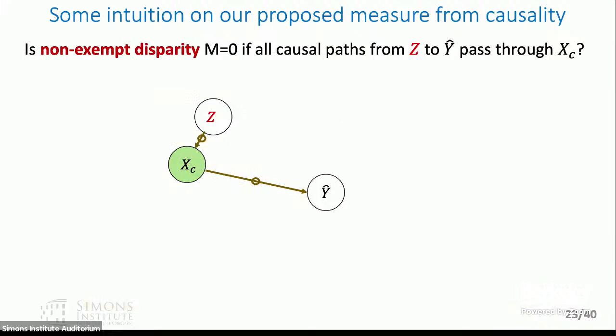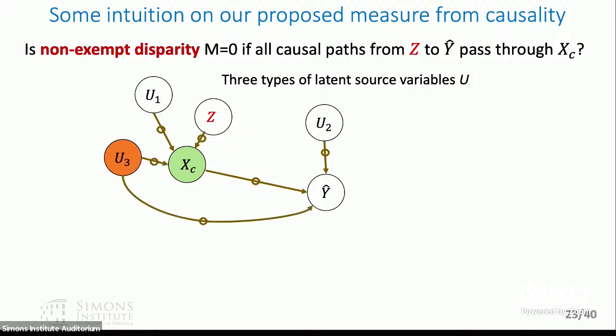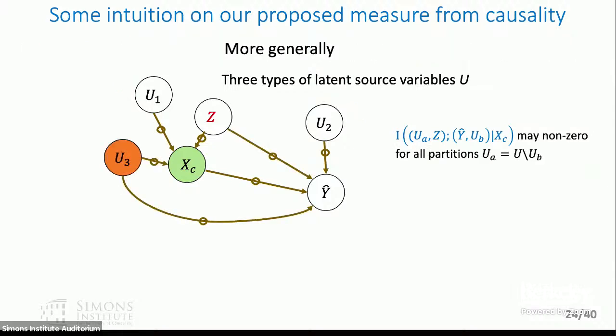So in general, there can be three types of latent random variables: ones that only influence XC, ones that only influence Y hat, and ones that can have an effect on both of them. Now, when this third kind of latent random variable goes away, we can choose UA to be U1 and UB to be these variables. And this kind of conditional independence will hold. But then when we have all these kinds of relations, like U3 is there and Z also can have other paths to Y hat, then this conditional independence may not hold for all partitions of UA and UB.